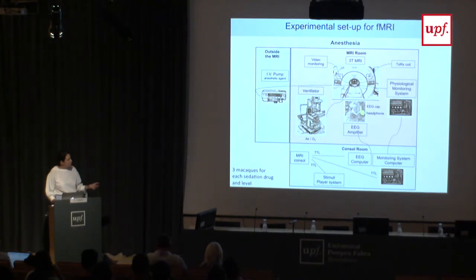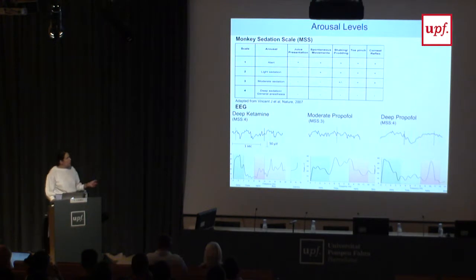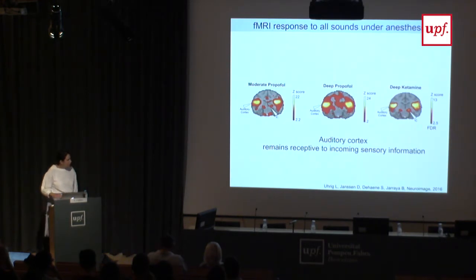To monitor the anesthesia level, the monkey had EEG, and also an evaluation of his arousal level at the beginning and at the end of the sessions. And then we did general anesthesia with ketamine. Ketamine could be used at sub-anesthetic doses, but we didn't do that in the study. It really was studying general anesthesia. To compare, we had general anesthesia with propofol and a more intermediate level for moderate propofol anesthesia.